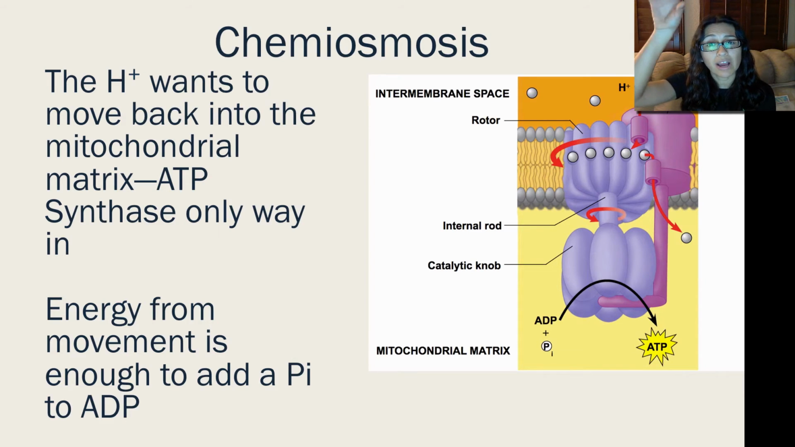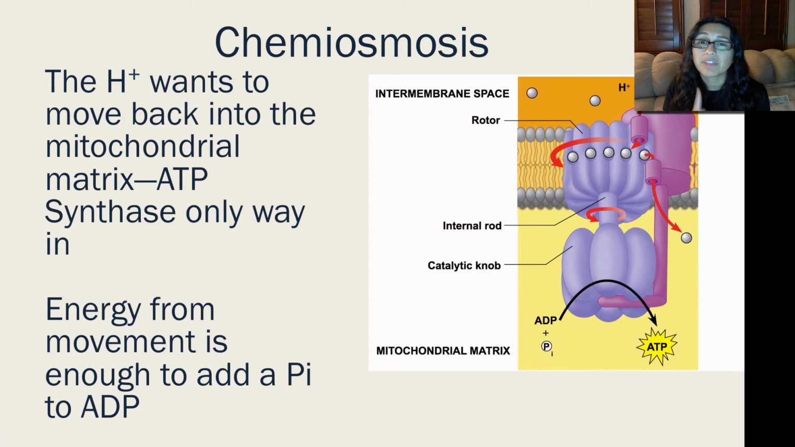So now we have more hydrogen ions outside in the intermembrane space than on the inside. And if you remember diffusion or osmosis, you'll remember that molecules want to move from an area of high concentration to an area of lower concentration. So those hydrogen ions want to get back into the mitochondrial matrix. They want to get back inside.